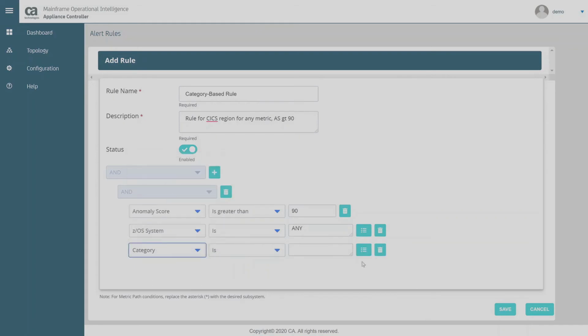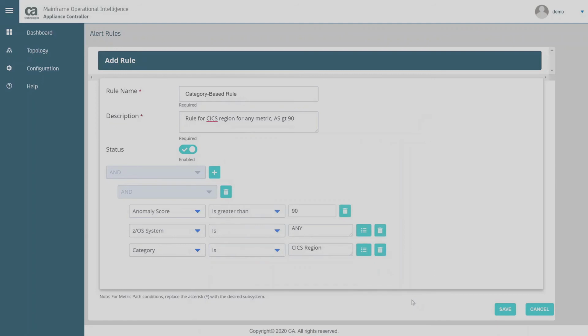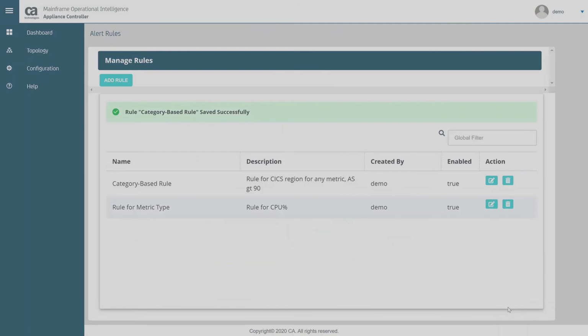She has to add one more condition to finish the rule. She clicks plus and adds Category. She chooses Is as the operator, clicks the list icon, and chooses CICS region. Then she clicks Save. The result is a rule the conditions of which are met when the anomaly score is greater than 90 for any ZOS system when the category for the metric is CICS region.